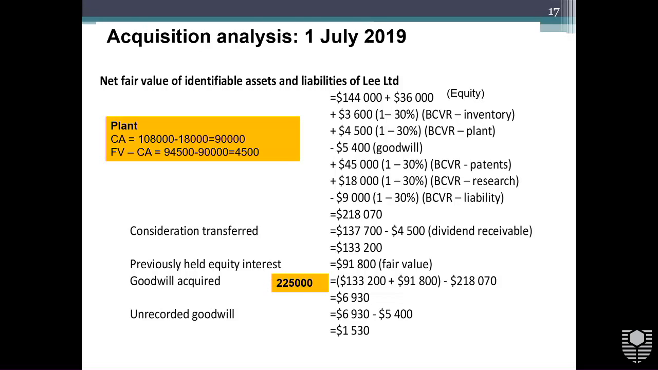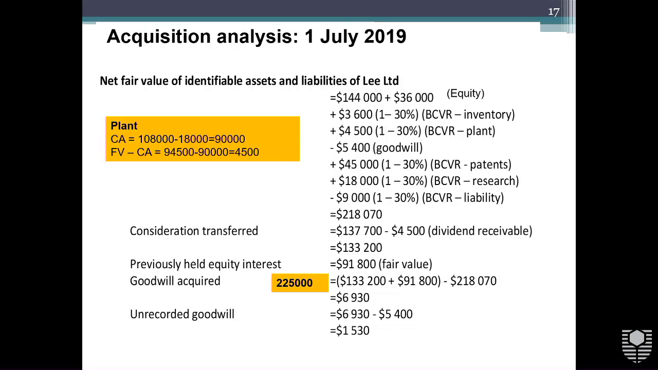Remember, when you're doing a business acquisition analysis, any pre-existing goodwill needs to be excluded. The question said there is 5,400, so we're going to take it out of there, and we're also going to take it out down here when we work out our premium. We've also got to add in the assets and liabilities that are not accounted for in the subsidiary but are being taken on. So we've got the patent at 45, the research at 18, minus out the contingent liability of 9, all tax affected.